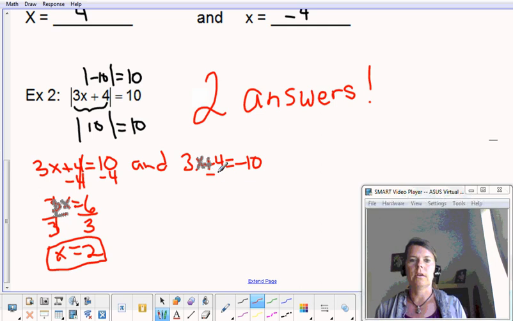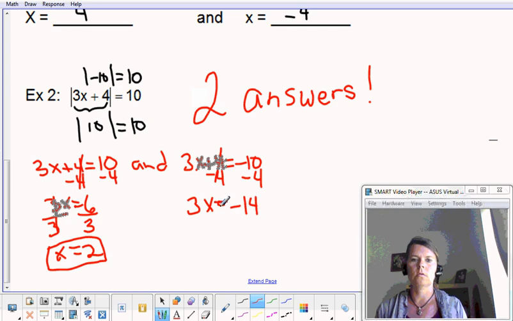Okay, so here, solve this equation over here to get our second answer. Minus 4 to both sides. And this is an equal to sign. And now some people freak out when they see, well, 3x equals negative 14. What in the world do I do? Because negative 14 is not divisible by 3.